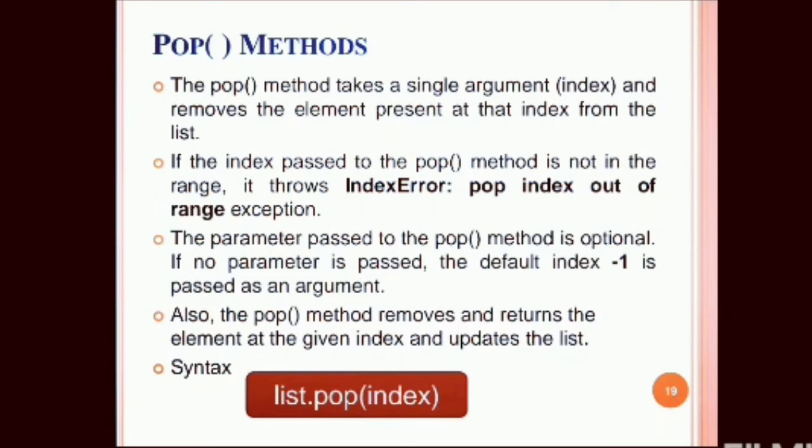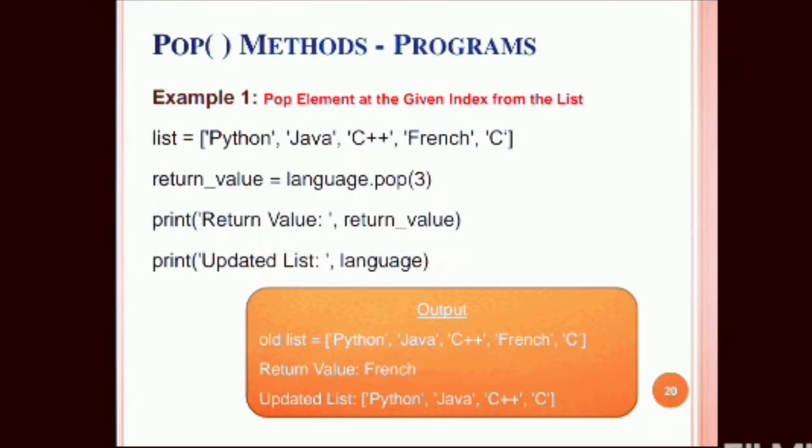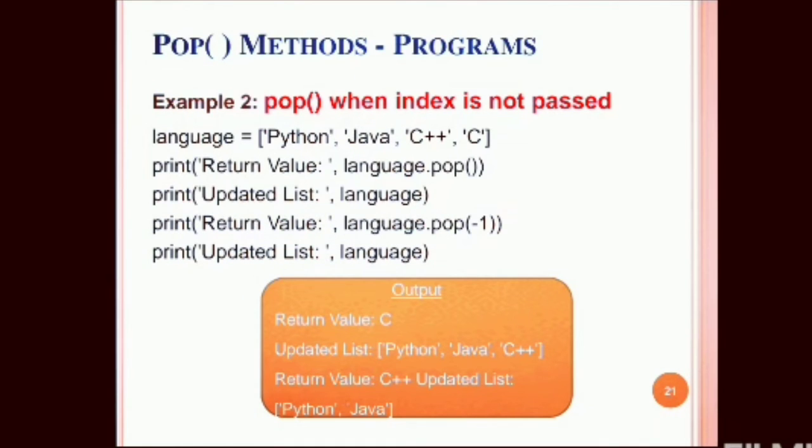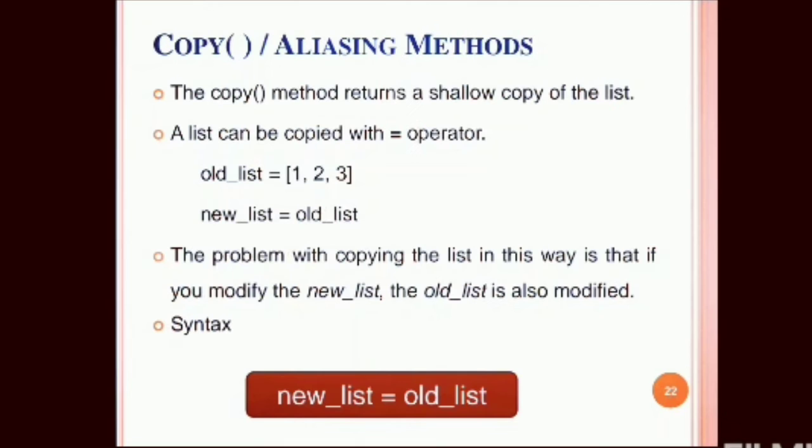Syntax: list.pop(index). Here are the programs of the pop method. Example 1 shows popping the element at the given index from the list. And the second example shows pop when the index is not passed. Then there is the copy method. The copy method returns a shallow copy of the list.